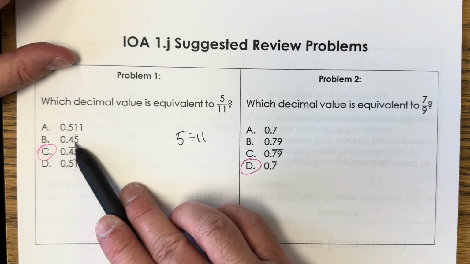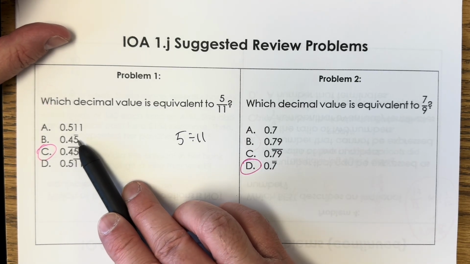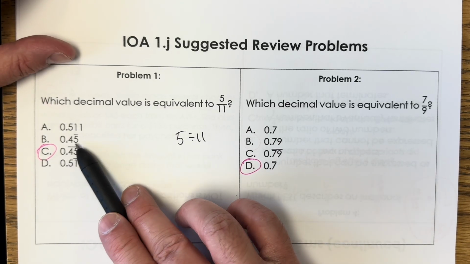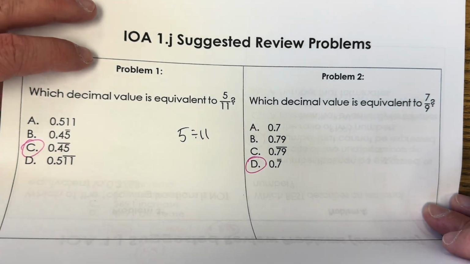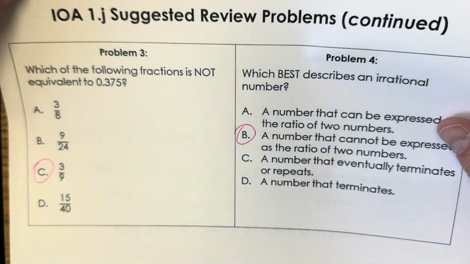This one, be careful. This is just 4 with a bar over the 5. That means the 5 is the only thing repeating here. That's not right, obviously. So C is the correct answer. Same thing with choice D. Just be careful about how you interpret the bar.